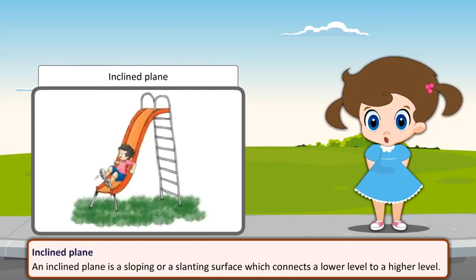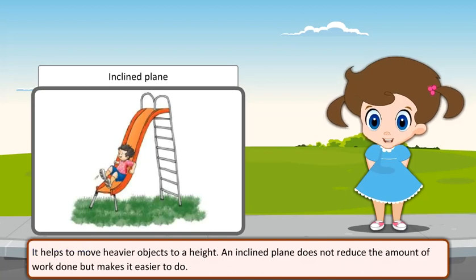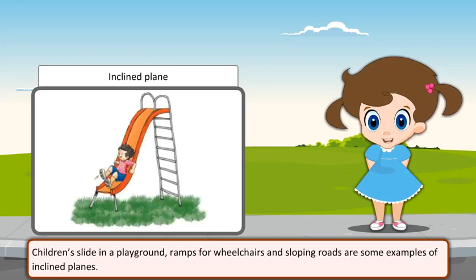Inclined plane. An inclined plane is a sloping or slanting surface which connects a lower level to a higher level. It helps to move heavier objects to a height. An inclined plane does not reduce the amount of work done but makes it easier to do. Children's slides in a playground, ramps for wheelchairs, and sloping roads are some examples of inclined planes.